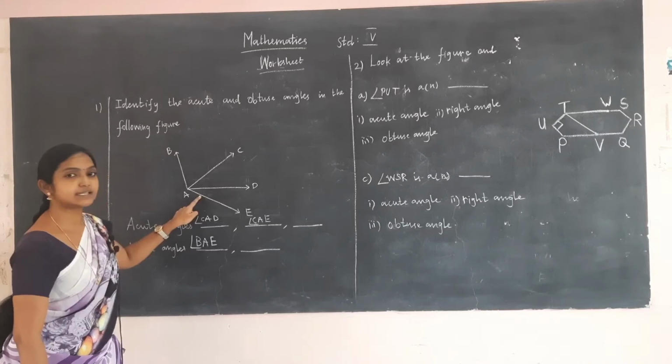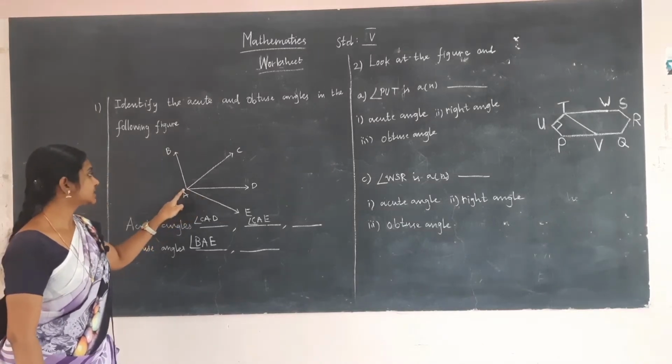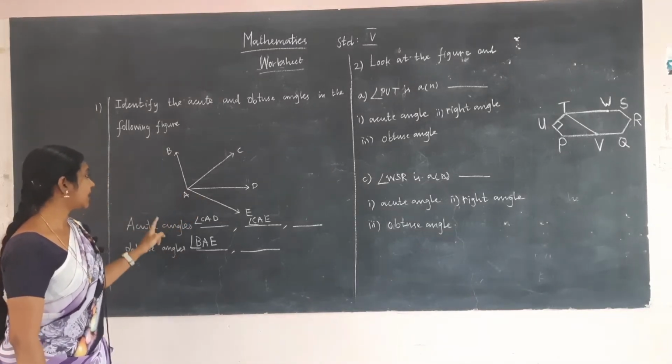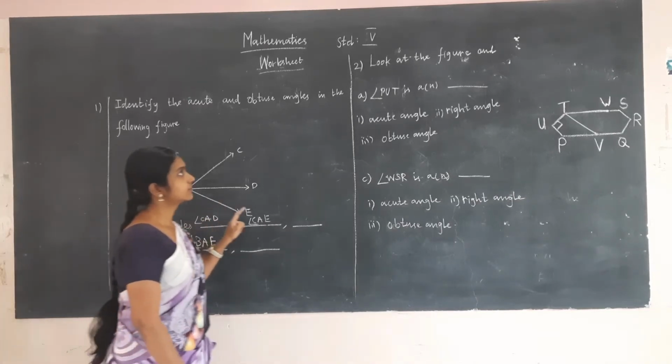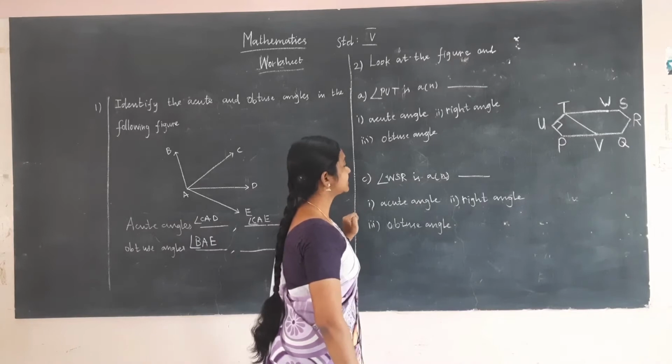Angle BAE is greater than right angle. So it is obtuse angle. We have another obtuse angle in the figure. You are going to find it. Next, look at the picture.